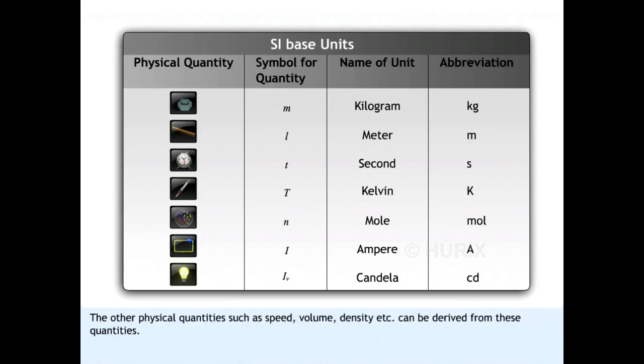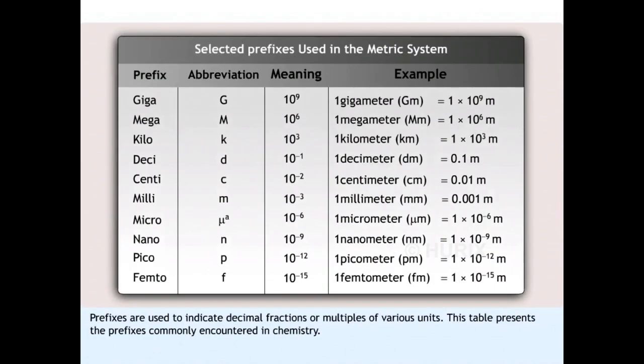The other physical quantities such as speed, volume, density, etc. can be derived from these quantities. Prefixes are used to indicate decimal fractions or multiples of various units. This table presents the prefixes commonly encountered in chemistry.